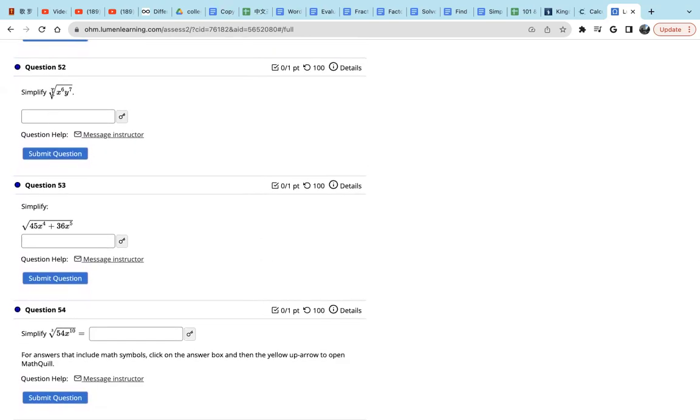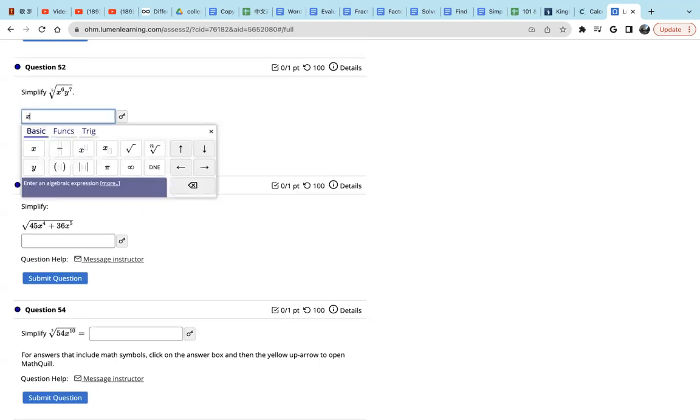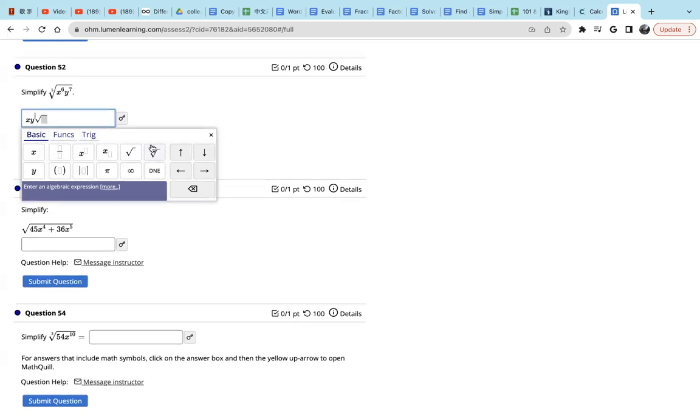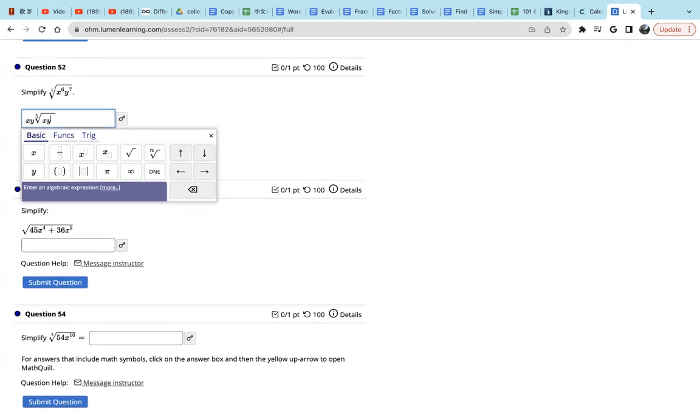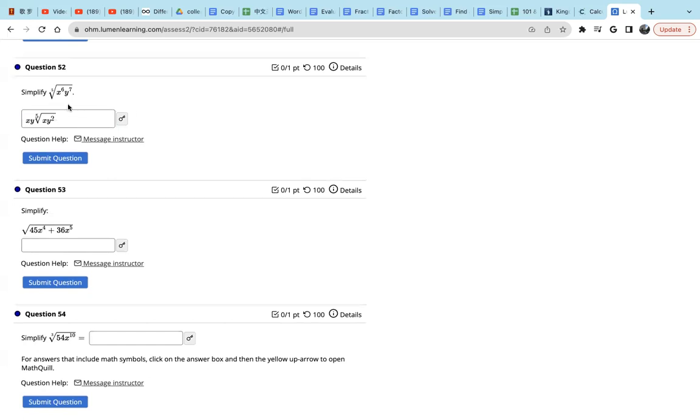52, we have a fifth root. So we say x raised to 6 can be separated as x raised to 5 times x. And the y, same thing, right? Then we still have the fifth root of x and y squared inside. So this is the simplified version.